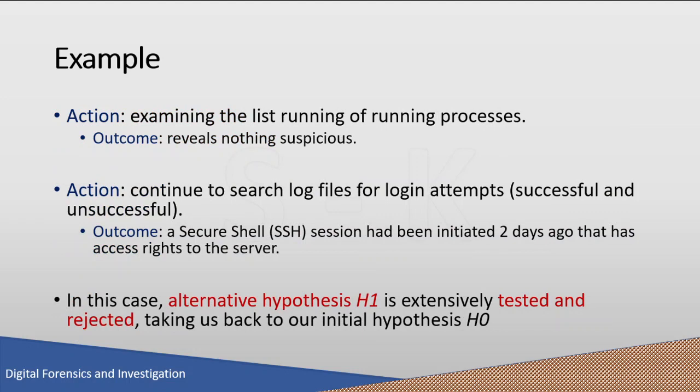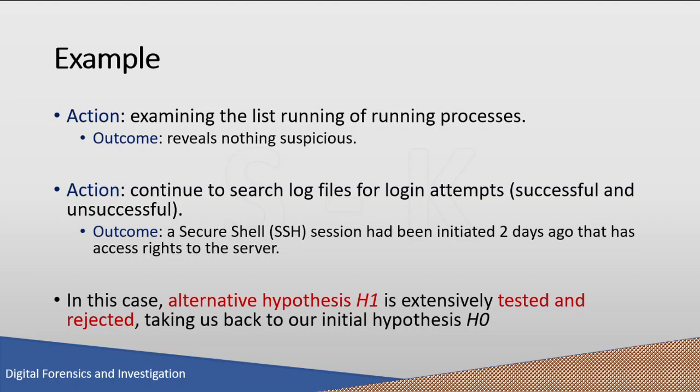But still, we have the first or the initial hypothesis. We need to test that as well. So to test that, again, we need to plan an action, and we need to perform those actions. For example, examining the list of running processes. Do those processes reveal anything suspicious or not? If any one of the processes reveals something suspicious, we can say that something has accessed the system via network. So we will continue our research to see the log files for any login attempts. That login attempt could be a successful attempt or an unsuccessful attempt.